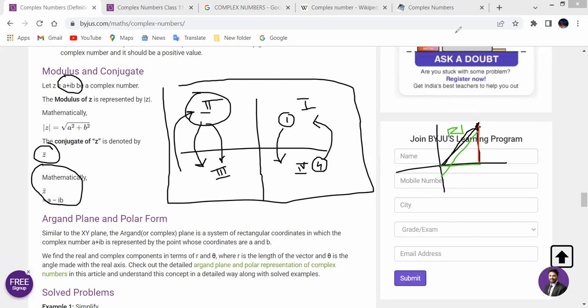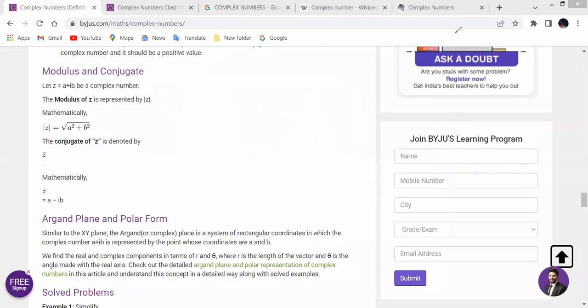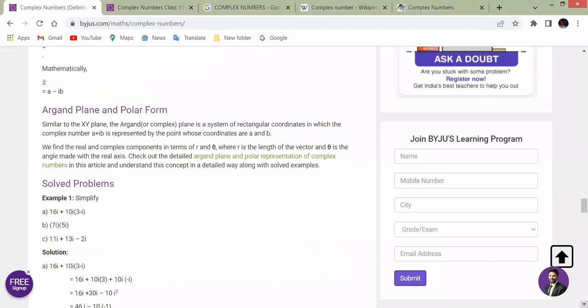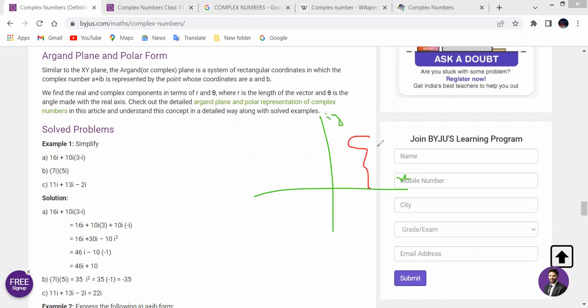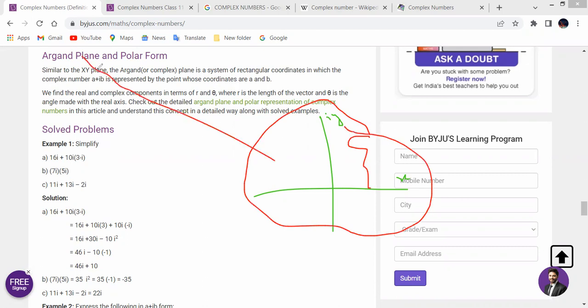After modulus, we will find the Argand plane and the polar form. What is the polar form of complex numbers? Argand diagram: if we show a complex number in a diagram, this is the real axis and this is the imaginary axis. This diagram, which shows the geometric representation of a complex number, is called the Argand plane, or you can write it as the Argand diagram.